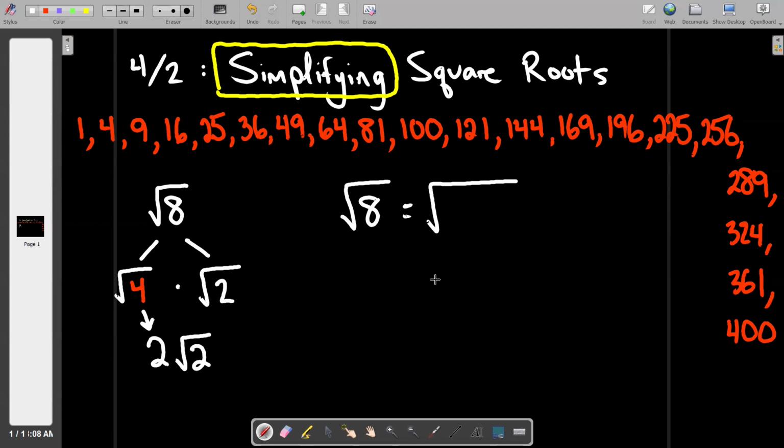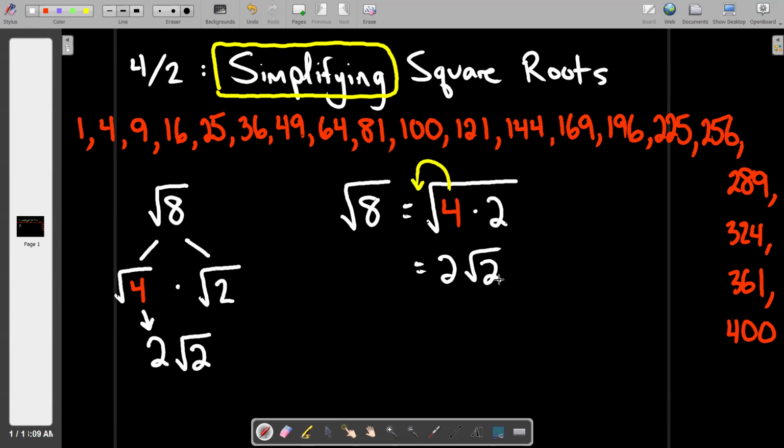So rather than making a tree with 2 separate roots, you can put your red list trash number inside the root like this. And again, the numbers that multiply to make 8 are 4 and 2. And then, of course, you can see now that the 4, the guy that I wrote in red, he's going to break out of jail. He's my jailbreak. And when 4 breaks out of jail, what does he become? So that's another way to get 2 root 2.